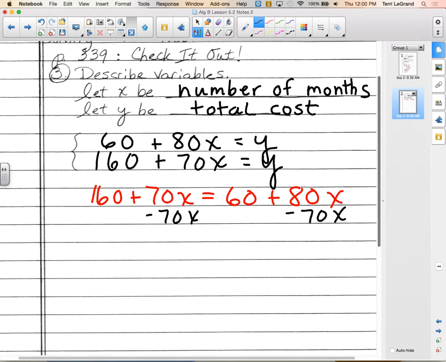Okay, now you guys are on your own. Solve for x, please.